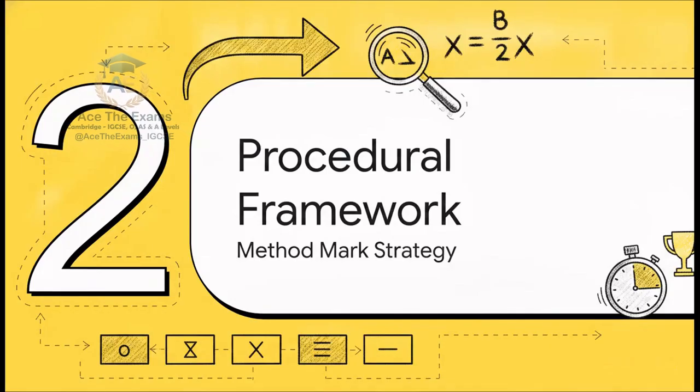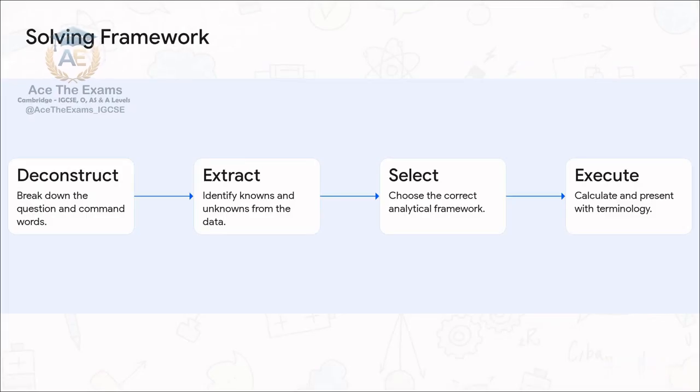Section 2, the procedural solving framework. This is where we turn theory into undeniable marks. We are now completely shifting our focus from pure physics theory to the method mark strategy.